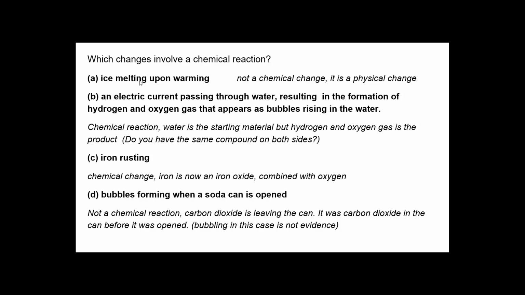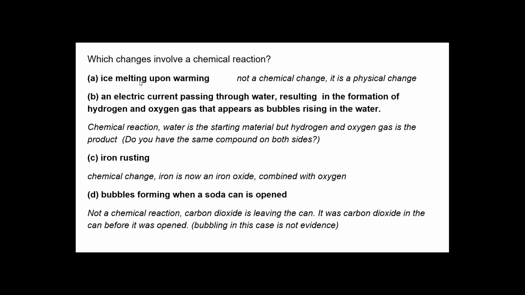Iron rusting. I just went over this. This is a sign of a chemical reaction, because if you only had strictly iron, then you wouldn't have another substance. But we don't have that. We have iron combining with oxygen, and it is now a whole new substance that is iron oxide. So this is what the rusting is. So this is a chemical change.